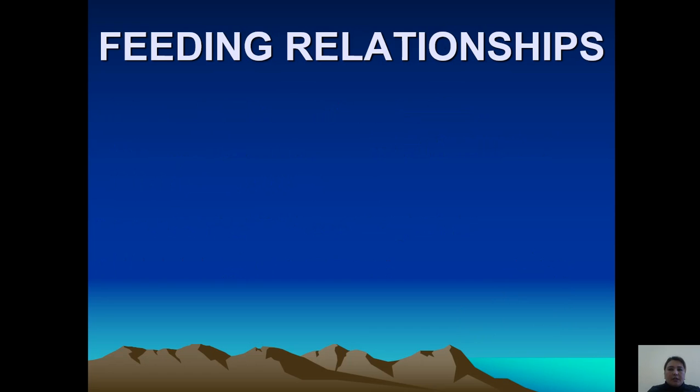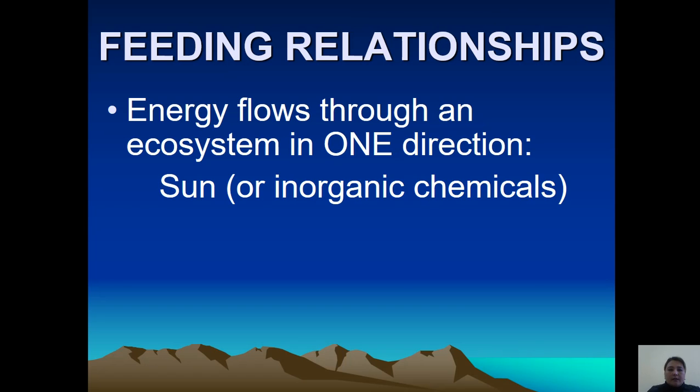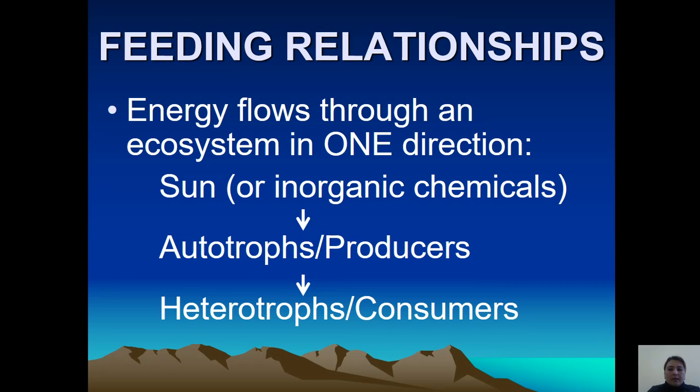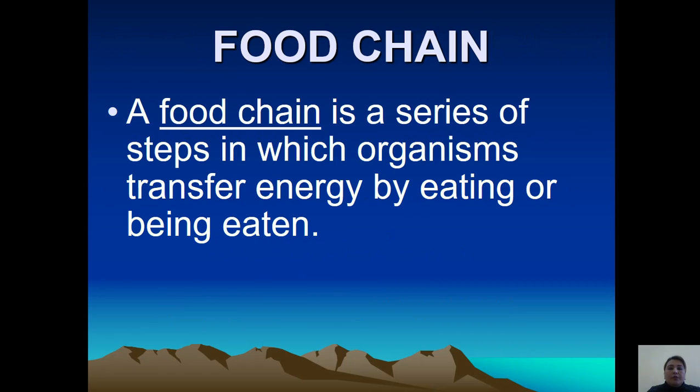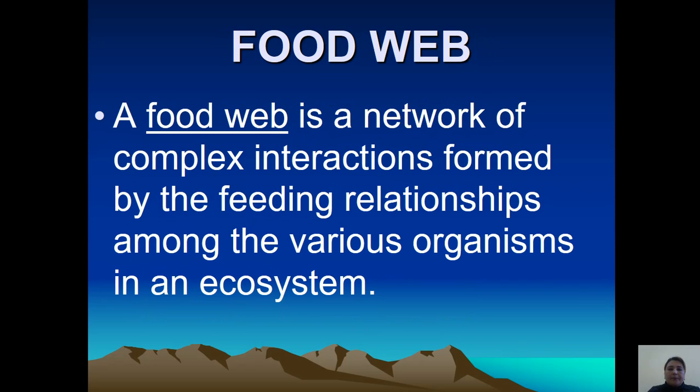Feeding relationship. Energy flows through an ecosystem in one direction. It starts with the sun or inorganic chemicals, then autotrophs, producers, and heterotrophs, consumers. Food chain. A food chain is a series of steps in which organisms transfer energy by eating or being eaten. It's how energy moves through an ecosystem.